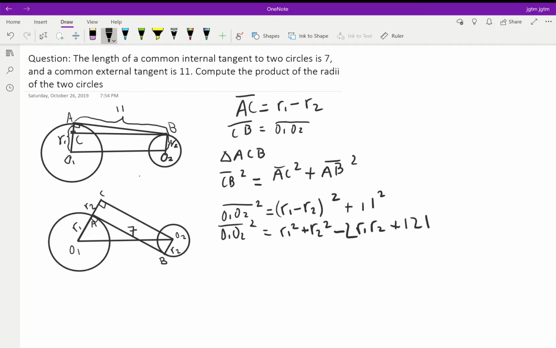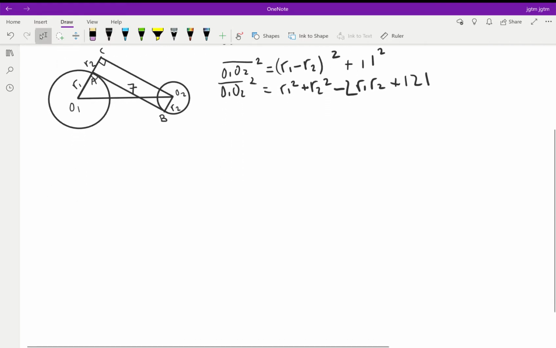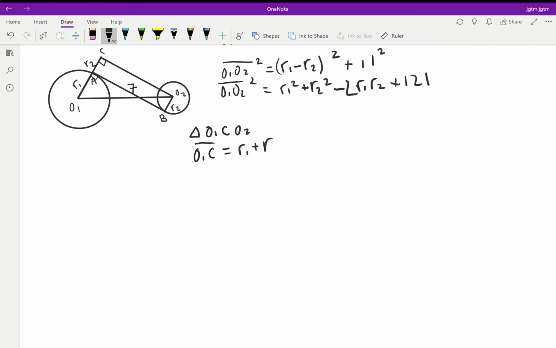Okay, so in the second graph, let me just move down here to get a good picture. You can see that there is a triangle O1, C, and O2. And we can see that one leg is O1C, which equals R1 plus R2, and the other leg is CO2, which is equal to AB, where A is the point where the internal tangent touches the large circle, and B is the point where the internal tangent touches the smaller circle, and that equals 7. So we can replace O1O2, which is the hypotenuse, with R1 and R2 and 7 again with variables.